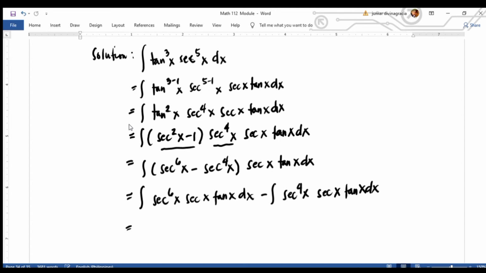So the integral of secant to the power of 6 of x is equal to secant to the 7 of x over 7 minus secant to the power of 5 of x over 5 plus constant. And that's it for case number 2.